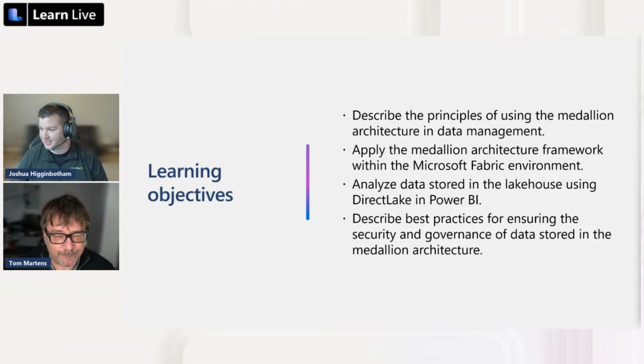You'll hear medallion architecture heavily in here because it is, while not a new concept, it may be a new concept to what you have traditionally worked with. How do you apply that medallion architecture framework within the Microsoft Fabric environment? How can you analyze data stored in the lakehouse using DirectLake and Power BI? And then we're going to describe some best practices for ensuring that what we build within Fabric is both secure and governed as we store more and more data within these medallion architectures.